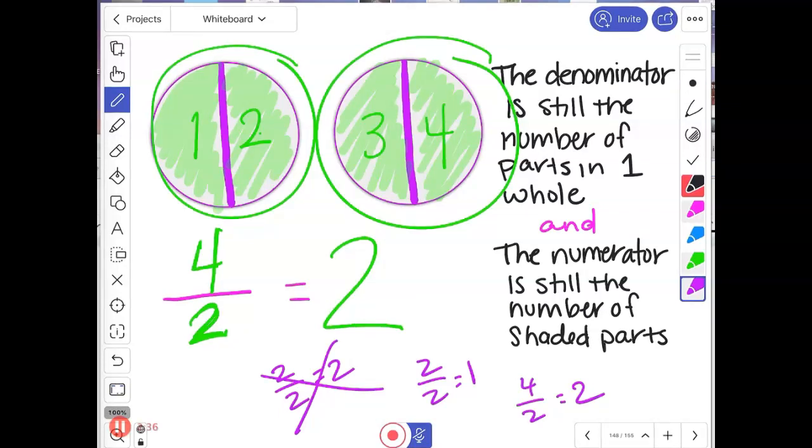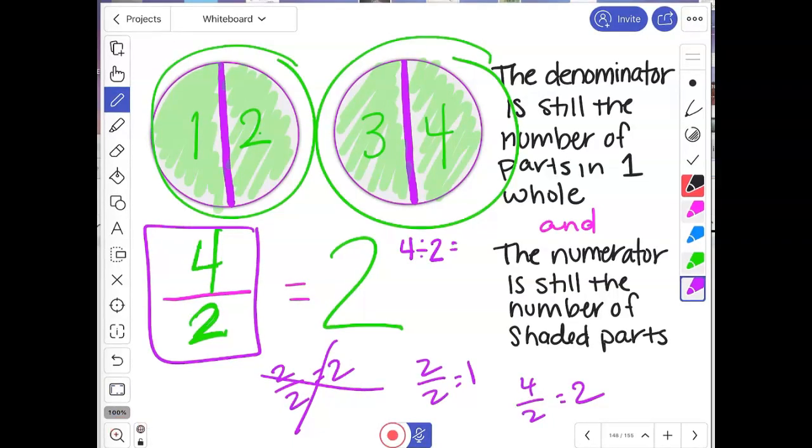That's because 4 over 2 is really the same thing as 4 divided by 2. If I've got 4 total parts divided into 2 cookies, I've got 2. There it is. 2. So really, fractions are another way of displaying division.